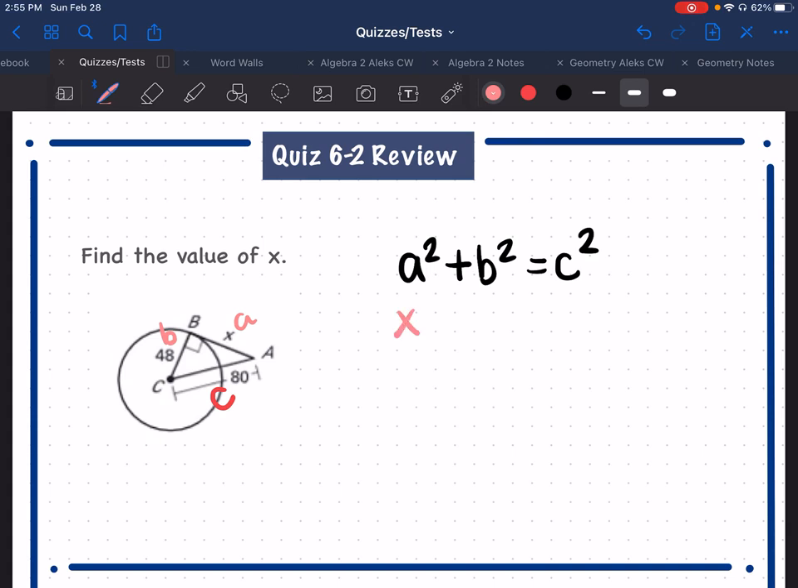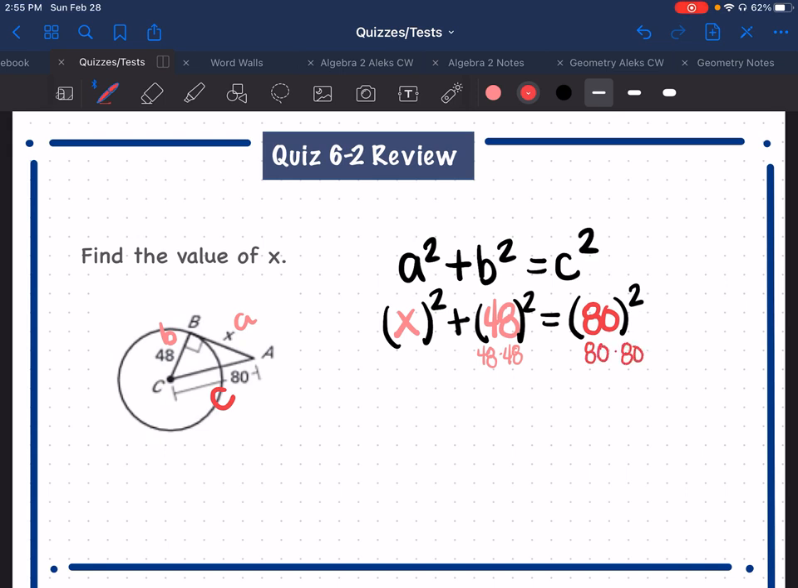So I'm going to have x, and I'm going to square it. That means I'm going to do x times x. And here I'm going to do 48 squared, which is, of course, 48 times 48. And here I'm going to take the 80, and I'm going to square it, 80 times 80. So just really quickly, remember you're multiplying 48 times 48. And here you're multiplying 80 times 80.